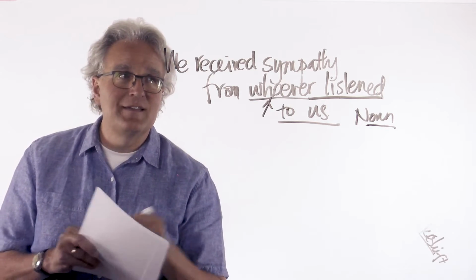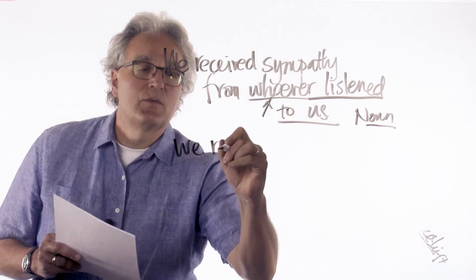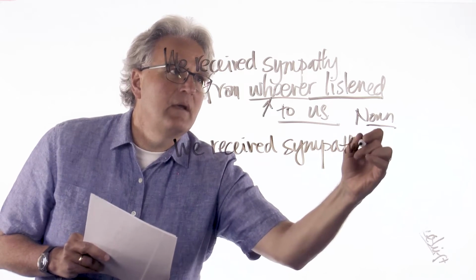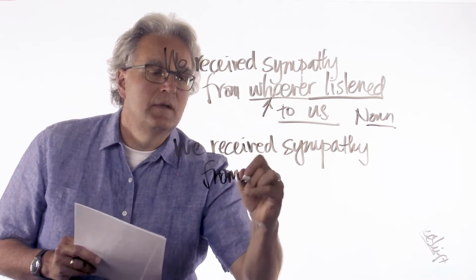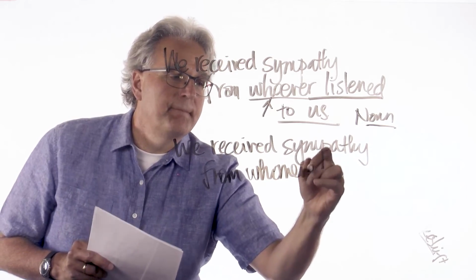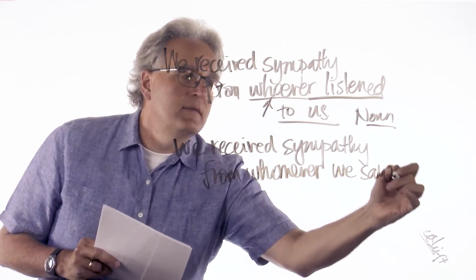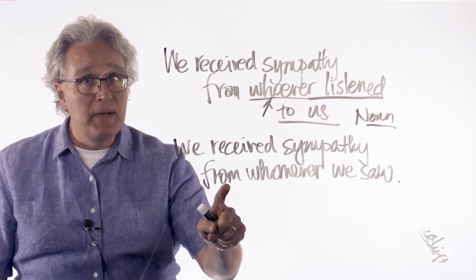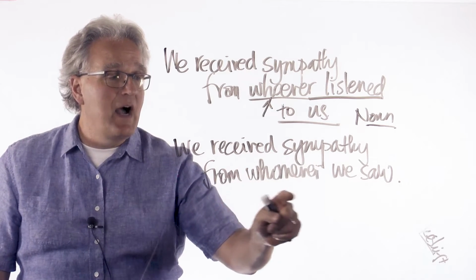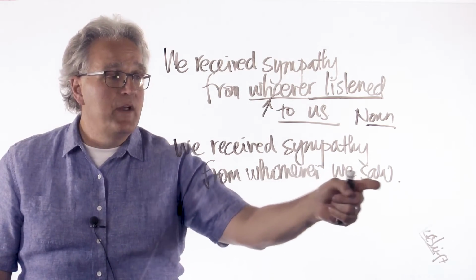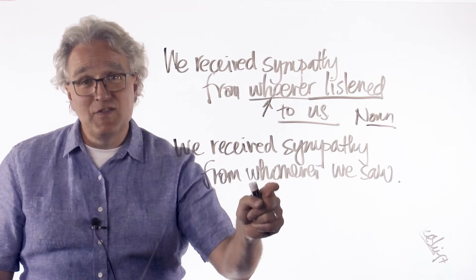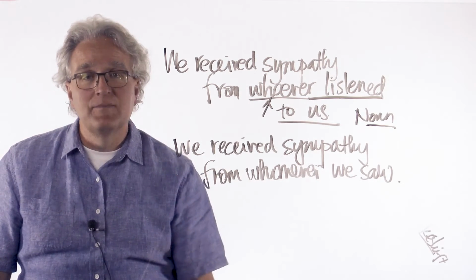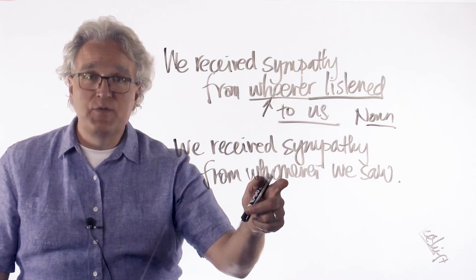But if I had a sentence like, we received sympathy from whomever we saw, in this case, we have whomever here, not because of from, but because whomever is the object of this clause here. We saw whomever. And so because it's acting like the object here, we already have a subject and a verb. It's acting like the object here. In this case, you're going to get the object form.